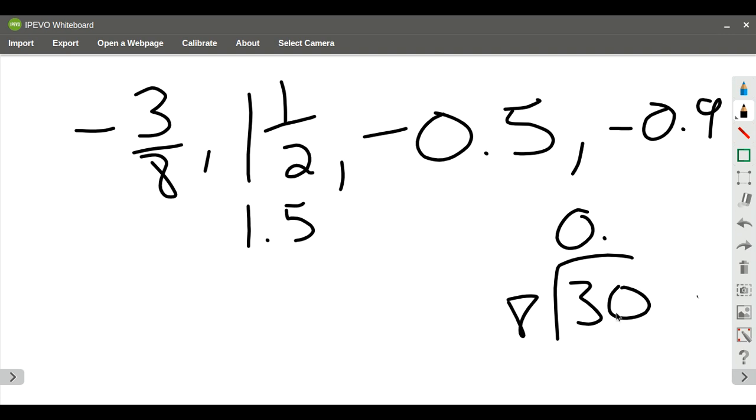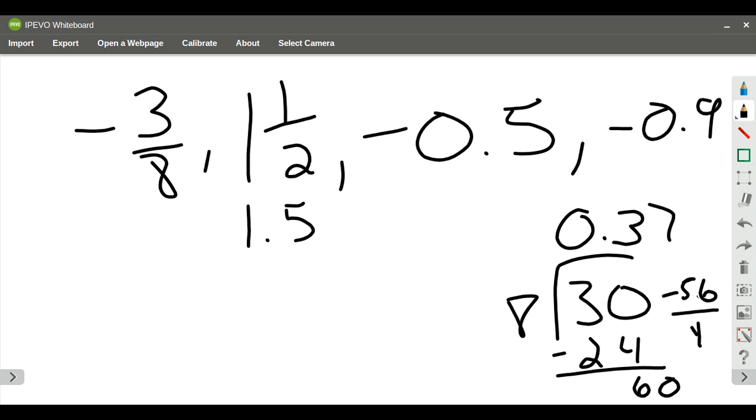8 goes into 30. It's going to go in there 3 times. 8 times 3 is 24. When I subtract, I'm left with 6. So then I put down my 0. 8's going to go into 60, well, let's see, 7 times. And 8 times 7 is going to be 56. So when I subtract 56, I'm left with 4. 8 goes into 40 5 times. 8 times 5 is 40, 0.